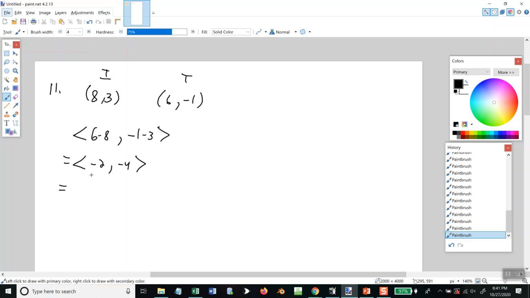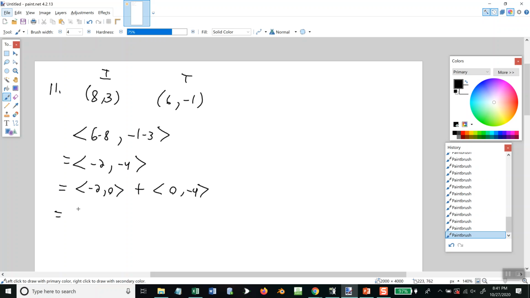Now that's our component form. I'm going to show the long way here to do this, but then it's a very easy way. I can split this up as negative 2, 0, plus 0, negative 4. Going backwards, adding vectors together, you add together the first parts, the x parts, negative 2 plus 0 is negative 2, and you add together the y parts, second part, 0 and negative 4 give me a negative 4.